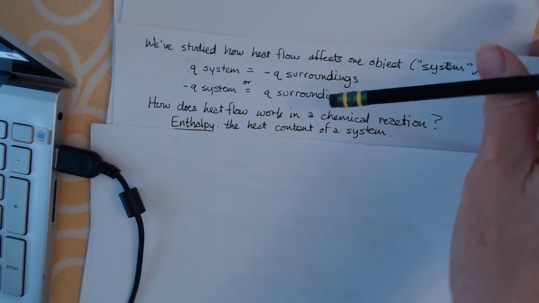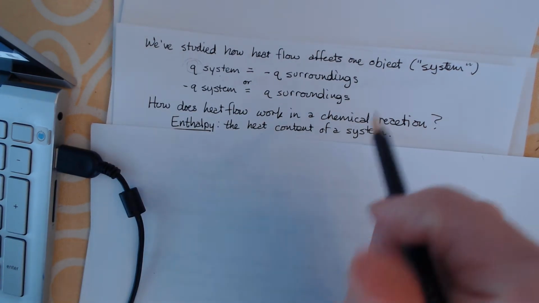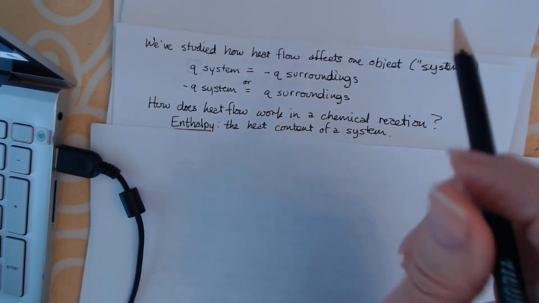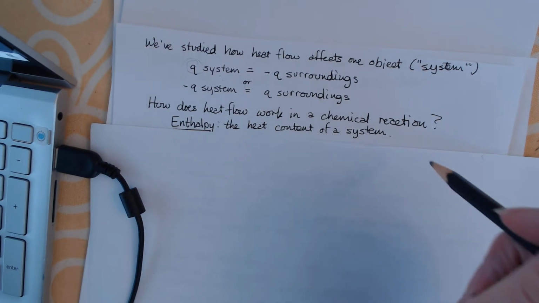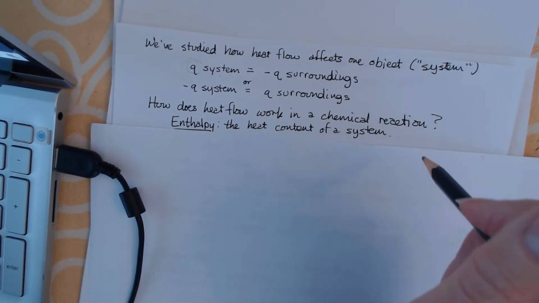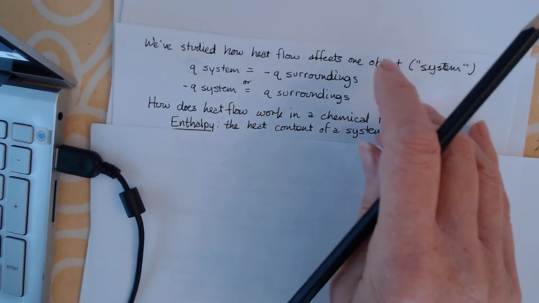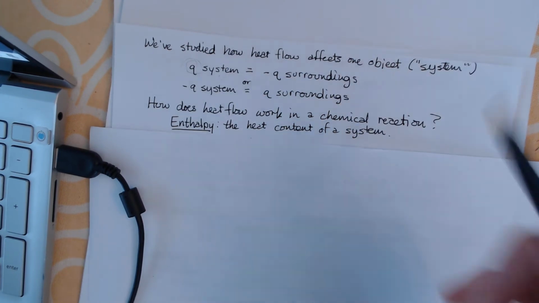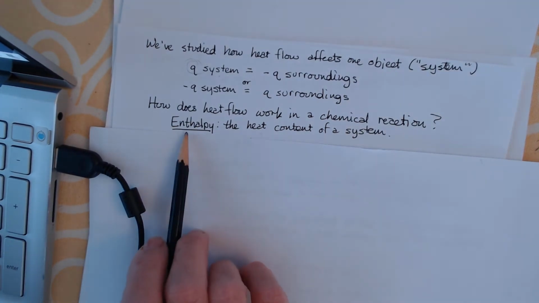But we're in chemistry, aren't we? And we want to understand how heat flow happens in chemical reactions. So that's what we're working on in this lecture. So let's start off by defining a couple terms. Number one, I want you to know the word enthalpy.